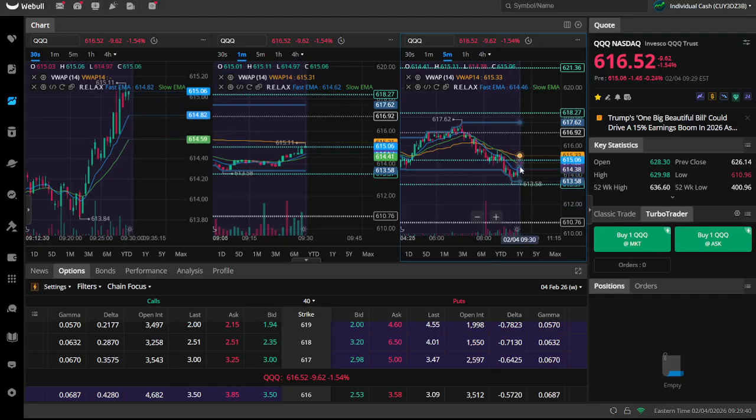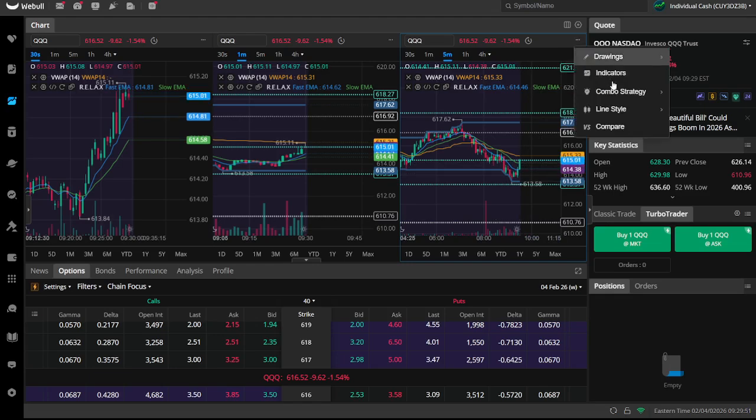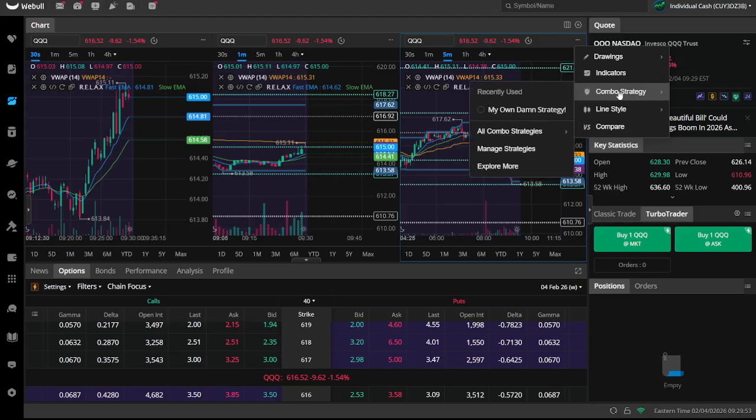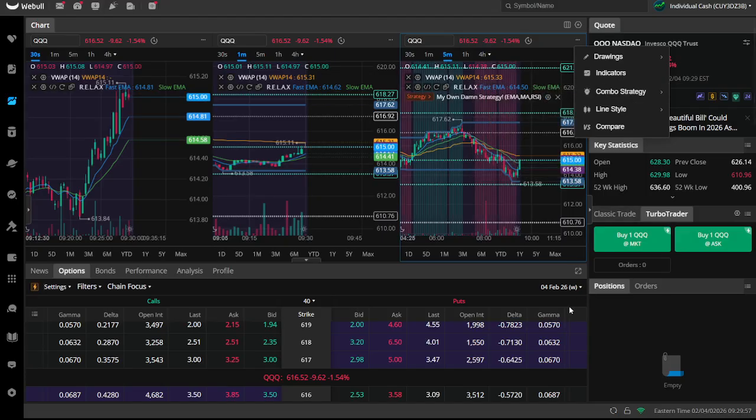Even though I would think it's on an uptrend, the price is not, the EMA 9 is not above the EMA 21. So that little combo strategy I was using would probably not tell me that it's in an uptrend yet. And it did not.